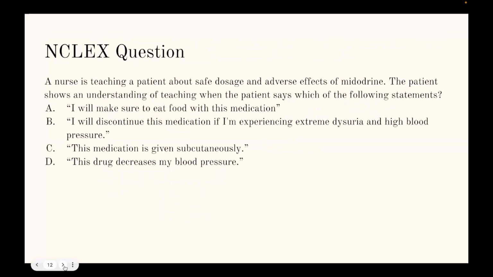And the last NCLEX question that we have: a nurse is teaching a patient about safe dosage and adverse effects of Midodrine. The patient shows an understanding of teaching when the patient says which of the following statements. B is the correct answer, and it is, I will discontinue this medication if I'm experiencing extreme dysuria and a high blood pressure. So dysuria is having trouble peeing, and a high blood pressure because it shouldn't go up to hypertension. It should just treat your hypotension.